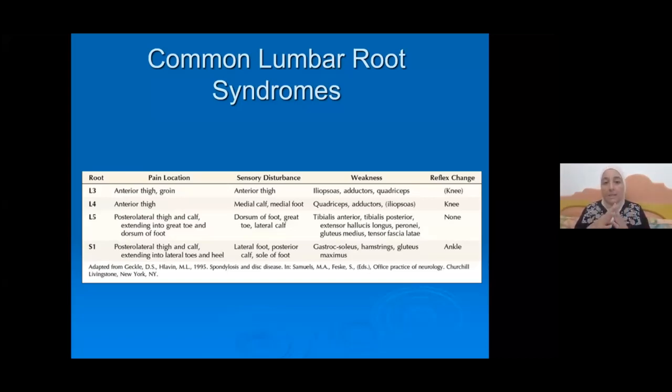Lastly, not least, because it's very common, the S1 with pain in the posterolateral thigh and calf, toes and heels. Sensory: the lateral foot, posterior calf, sole of the foot, with the ankle jerk, which is commonly knocked down, and of course the H reflex is the electric counterpart, and the weakness is in the gastrosoleus, hamstrings, and gluteus maximus muscles.